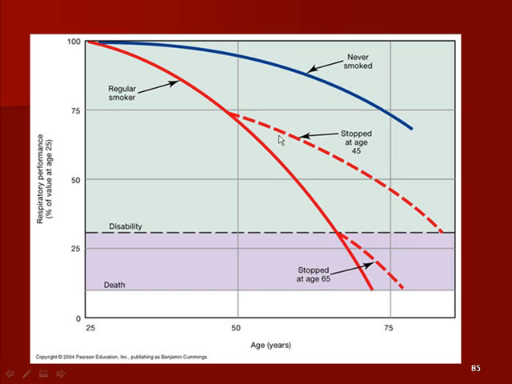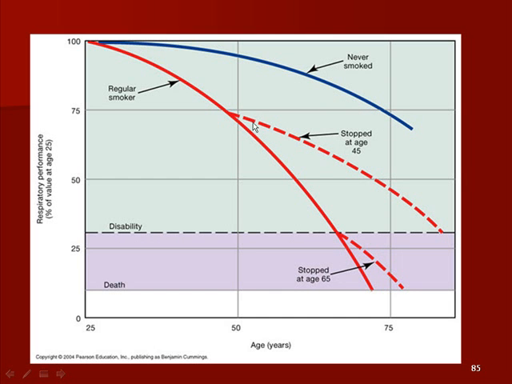A couple of things to note. Obviously, at a certain point, there is irreparable damage that has occurred in the parenchyma of the lung. And even though the individual stops smoking, he will never be able to achieve the respiratory performance of an individual that has never smoked. Additionally, a person who stops smoking after disability has occurred, such as in the case of chronic obstructive pulmonary disease or emphysema, will never return to a level where he would have the respiratory performance of an individual that's never smoked.